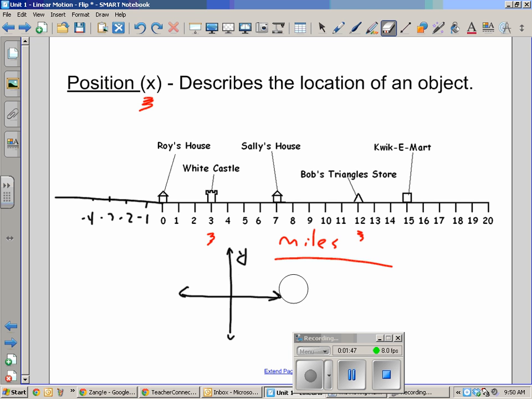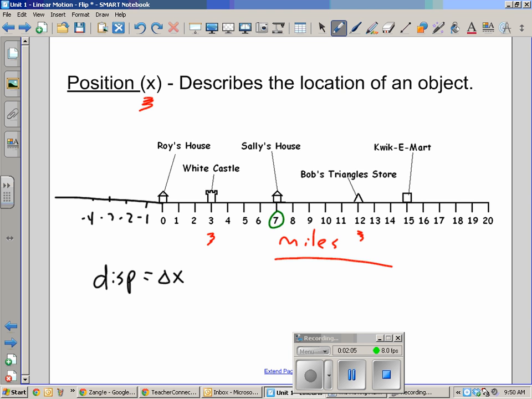Now, we've seen X somewhere else too, displacement. Remember, the symbol for displacement is triangle X, right? And remember, the triangle just means change in. So let's think about why that would be. Well, suppose that you had somebody walk from, say, Sally's house to White Castle. All right. In that case, their initial position would be 7 miles. Their final position would be 3 miles.